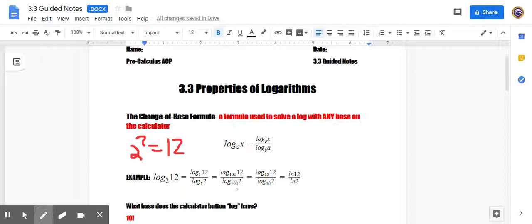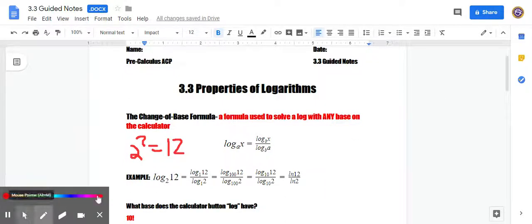Where this comes in handy is we can choose the log base of 10 because on our calculator, we can calculate log base 10. So if we put log base 10 of 12 and then divided that answer by the log base 10 of 2, that would give us our answer to the log base 2 of 12. Similarly, we could also use ln if we wanted to. ln is a log with a base of e. So if we plugged into our calculator ln of 12 divided by ln of 2, that would also give us the answer to the log base 2 of 12.